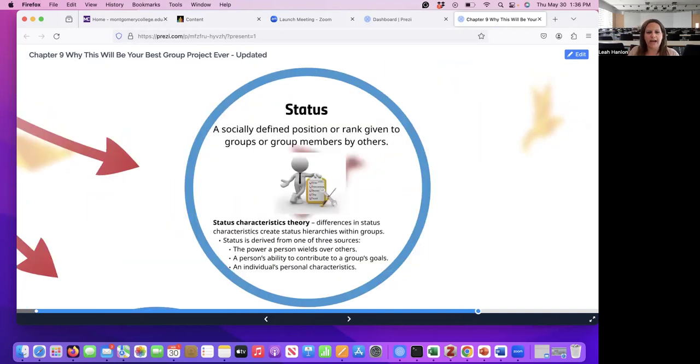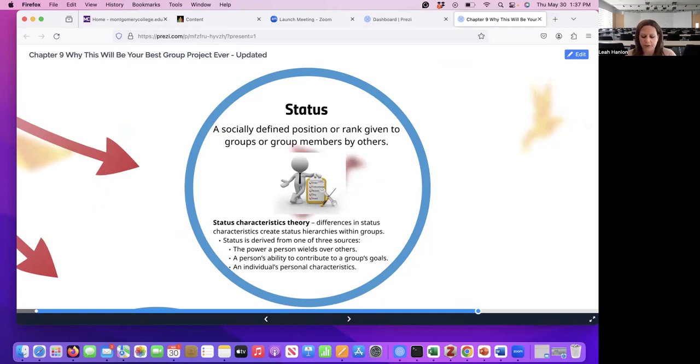Group property 3, status. Status is the socially defined position or rank given to groups or group members by others. Status characteristics theory is the theory that states that differences in status characteristics create status hierarchies within groups. Status derives from one of 3 sources. The power a person wields over others. So for example, those who control resources will be high status. So someone who has a lot of money, for example.